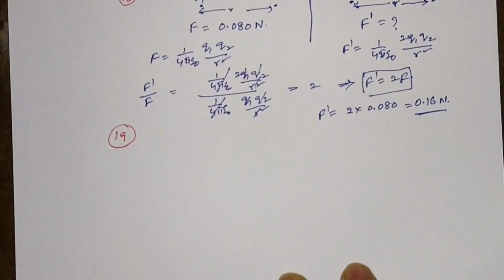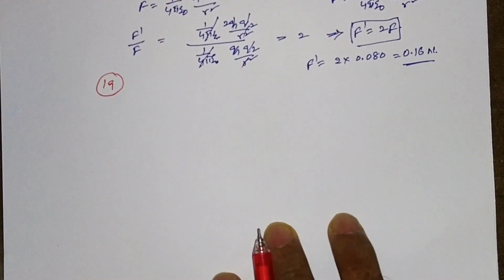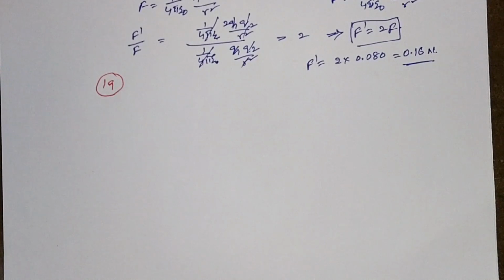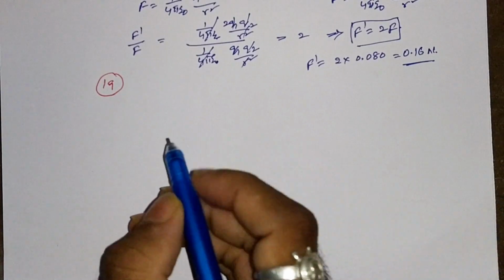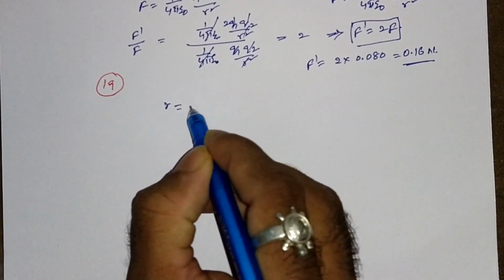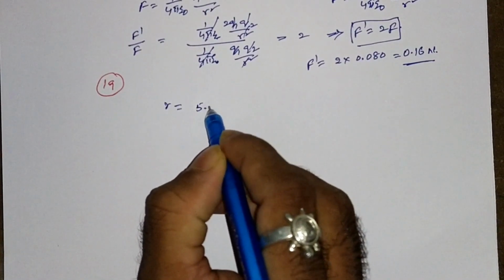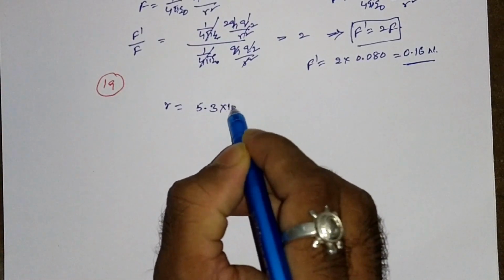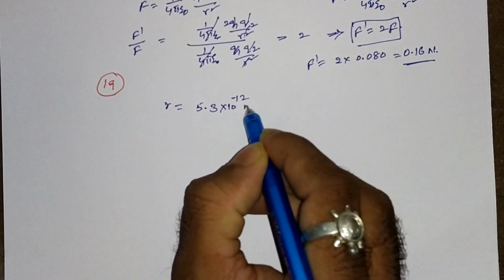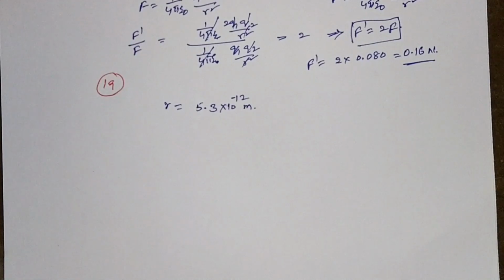Let me read that question once. The question is: the average distance between the electron and central proton in a hydrogen atom is 5.3 into 10 power minus 12 meter. That means here distance is given, so that distance I am taking as R. It is 5.3 into 10 to the power minus 12 meter. What is the magnitude of average electrostatic force between these two particles?